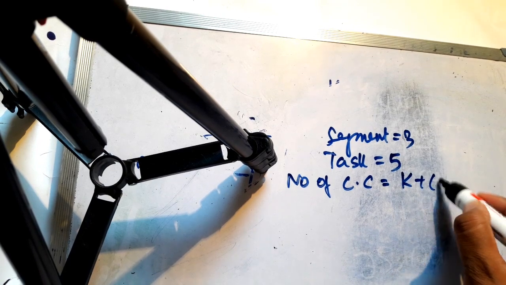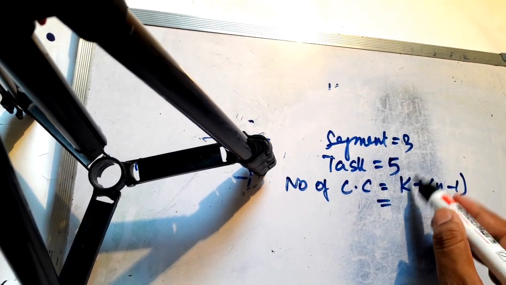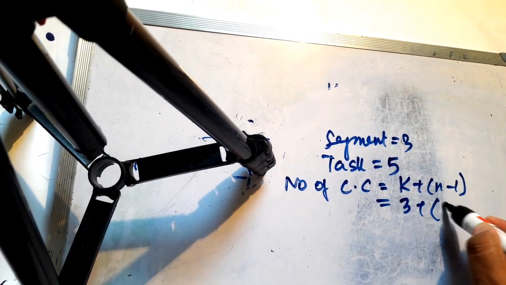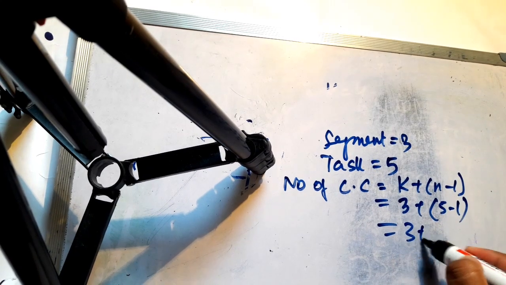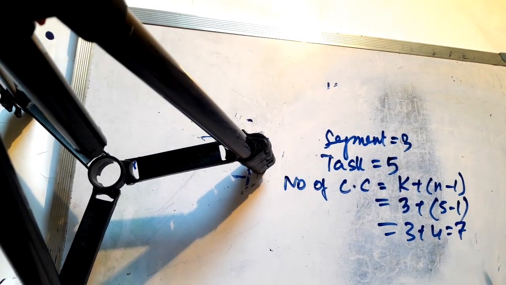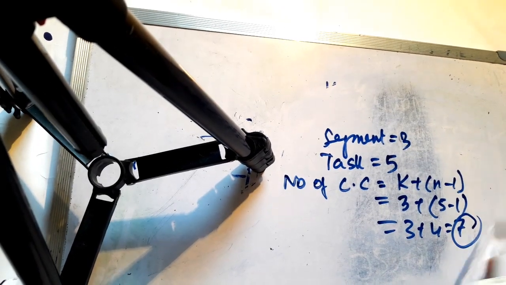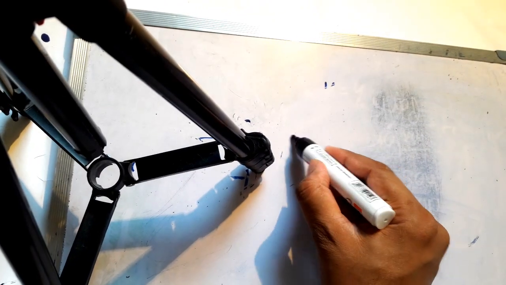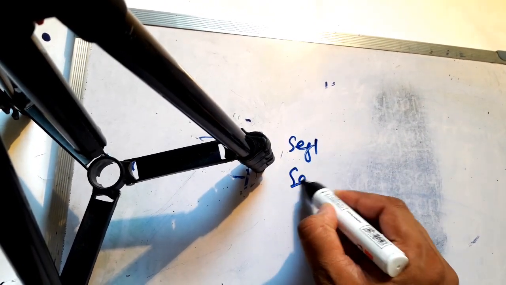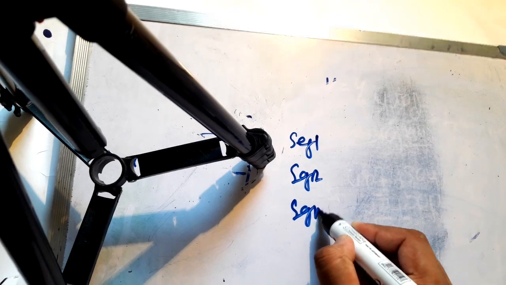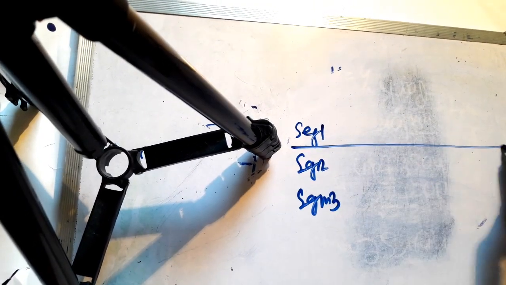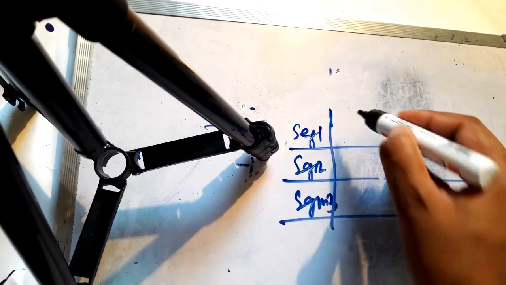ফর্মুলা আছে k plus n minus 1, ইট ইজ নাম্বার। তো k is a segment number, 3, task is 5, so 3 plus 5 minus 1, that is equal to 3 plus 4 equal to 7. তো how many clock pulse is required? 7, এটা ফাইন্ড আউট করলাম। এবার যখনই 7 পেয়ে গেলাম আমরা ক্লক পালস, তো আমরা ছবিটা আঁকবো। সেগমেন্ট 1, সেগমেন্ট 2, সেগমেন্ট 3, 3টে সেগমেন্ট নিয়েছি। আমরা ক্লক পালস পেয়েছি, কতগুলো ক্লক পালস পেয়েছি?